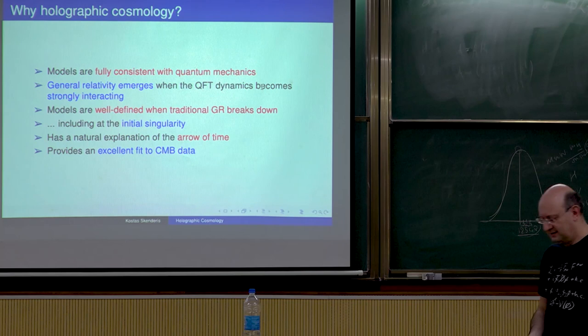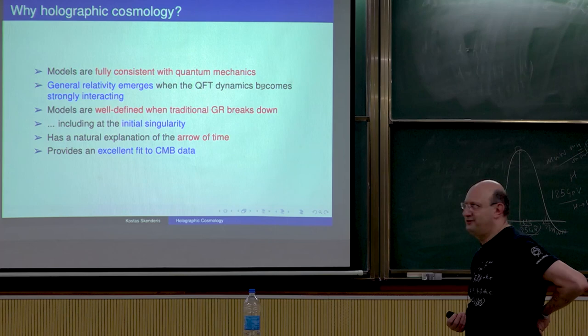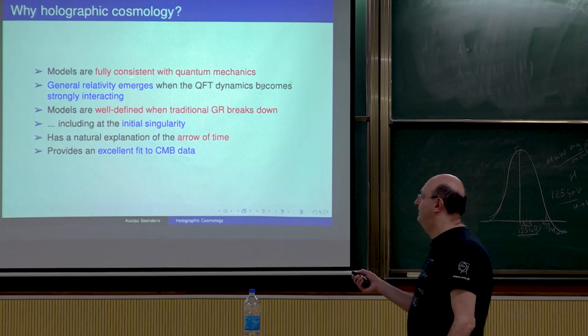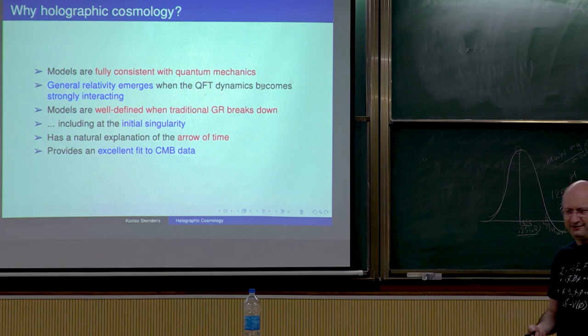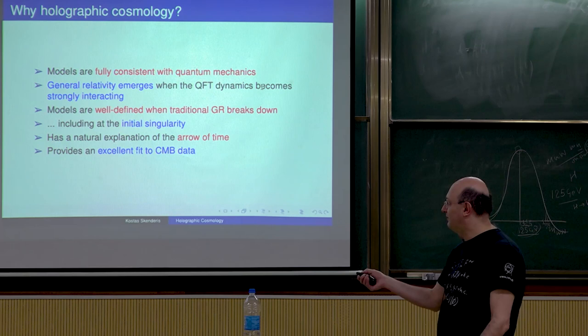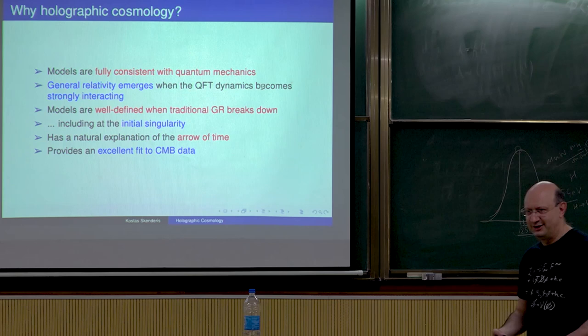Well, first, it's a much bigger framework and automatically buys you a lot of things. The models are fully consistent with quantum mechanics because it's just based on standard quantum field theory. General relativity emerges when the quantum field theory dynamics become strongly interacting. That's in the holography paradigm. These models are well defined when traditional general relativity breaks down, and you will see it explicitly, including at the initial singularity. So you know exactly what the laws of physics are at that point.